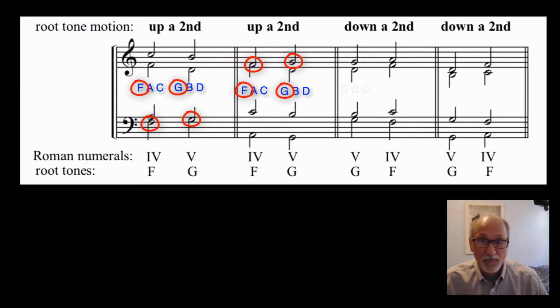The third example is a 5 chord going to a 4 chord. We'll call that root tone motion down a second because G is going to F. And the last example is another G chord going to another F chord. Notice the bass is going up because that second chord, F-A-C, the root is not in the bass, it's in a different voice. So again, we're not looking at the bass. We're looking at the root tones theoretically, and we're saying that G going to F is down a second.